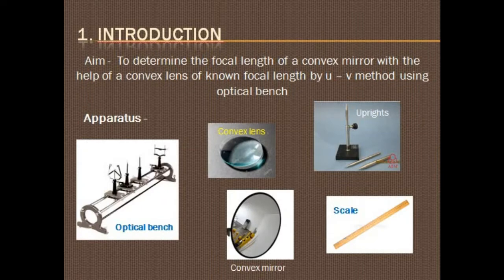Hello everyone. So today we are going to discuss an experiment to determine the focal length of a convex mirror with the help of a convex lens of known focal length by the UV method using an optical bench. So the apparatus required for this experiment are an optical bench, a convex lens, uprights and lens holders, convex mirrors, and a scale.